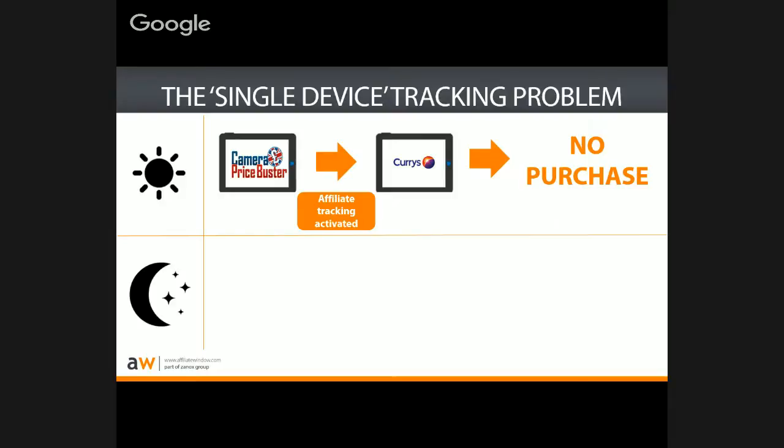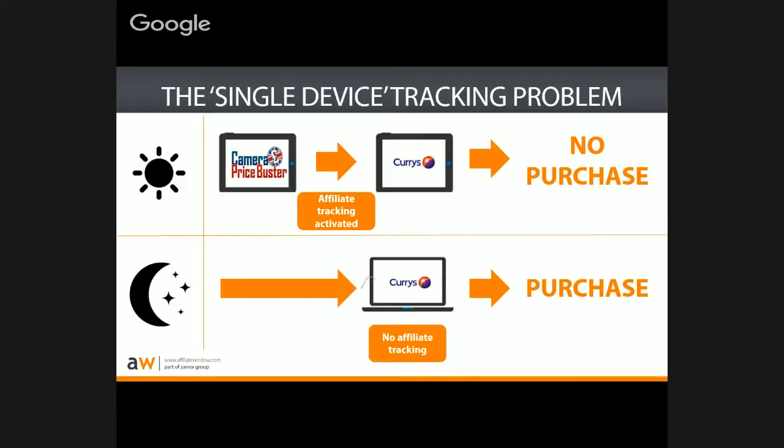It could then be very common that when we get to the nighttime, the user goes directly via their laptop to Currys and makes a purchase. And in this secondary situation, the user hasn't returned to Camera Price Buster. They don't need to. They know what camera they're going to buy, and they know what price point they're going to buy it at. And in this situation, the affiliate wouldn't be rewarded because the sale happened on 2 different devices and the affiliate tracking has only been activated on 1 device.